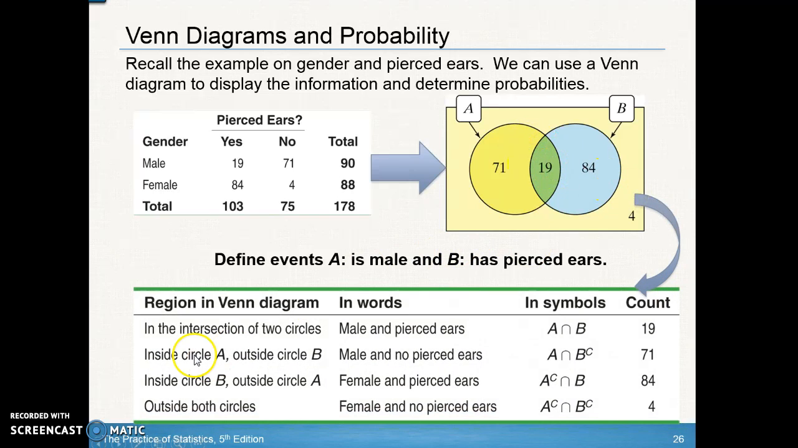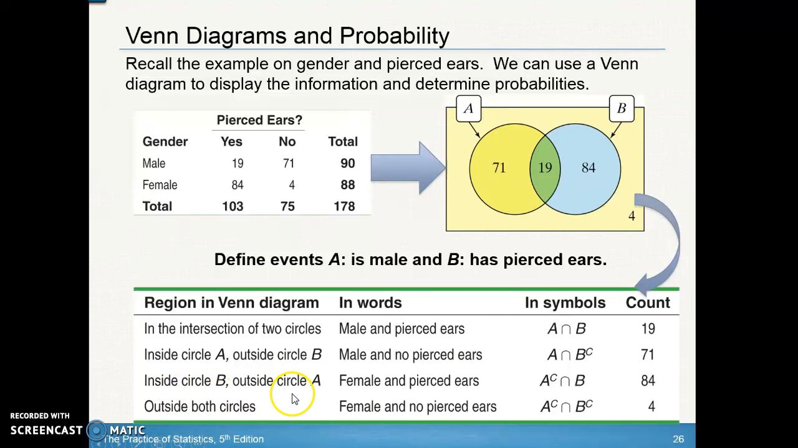Okay, so just take a look at the symbols here. Male and pierced ears is A and B. Okay, so that's in this green section right here. Inside circle A, and outside circle B. So this is all of A, but outside circle B. So that's kind of a little tricky here. So how would I write that in symbols? Male is A, that's all of A, and there's my intersection, and outside of circle B. So B complement. Think about B is B, everything outside of B is B complement. All right, so you don't include that 19 here because that 19 is still included in B.